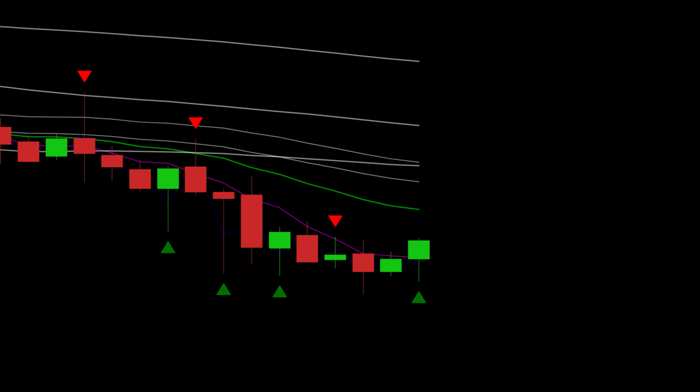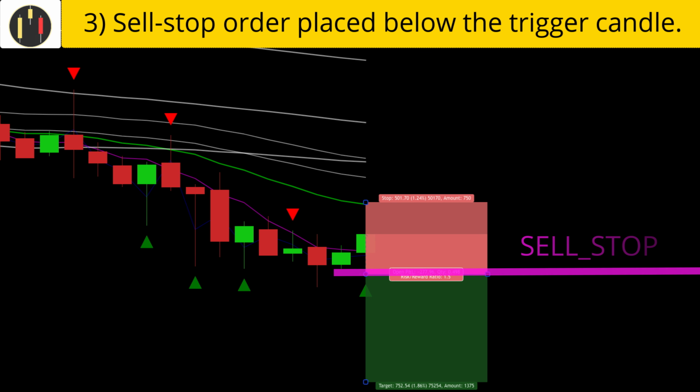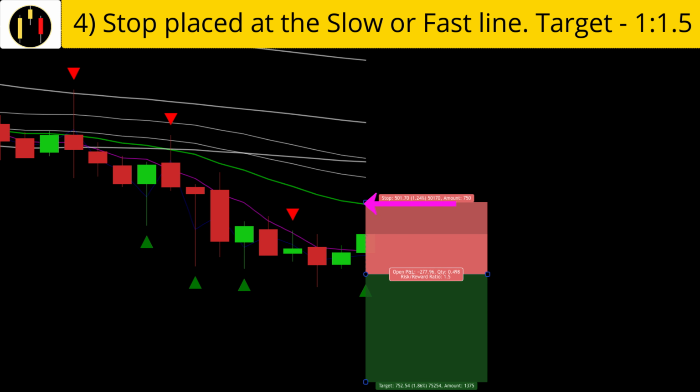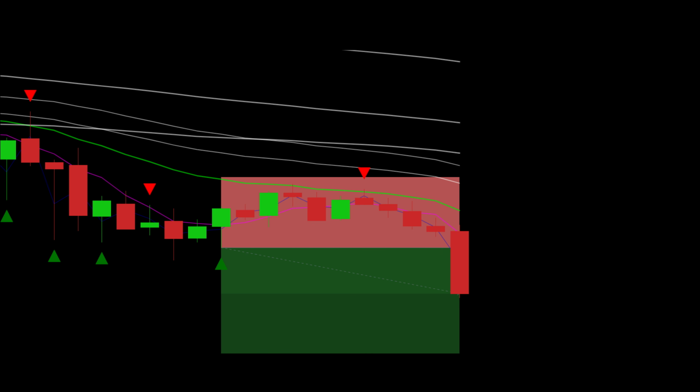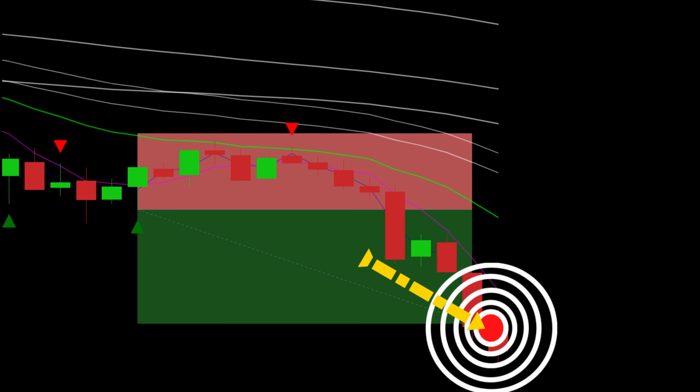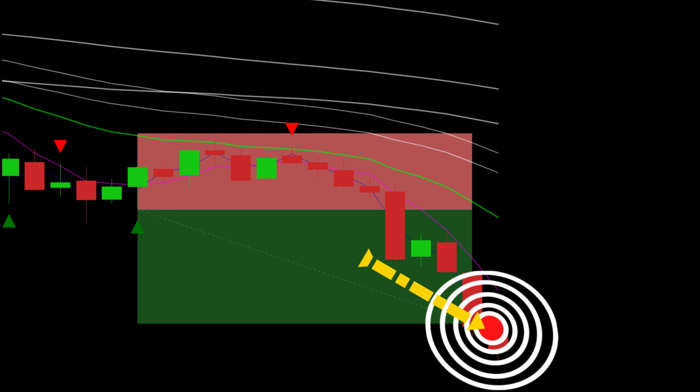That is our trigger candle. A sell stop order is placed below the trigger candle. The stop is going to be placed at the fast line in green because the trigger candle touches the slow line in purple, and the target is 1 to 1.5. The trade is entered on this bearish candle. And this example rapidly hits the profit target. I'm going to show you one more quick short example.